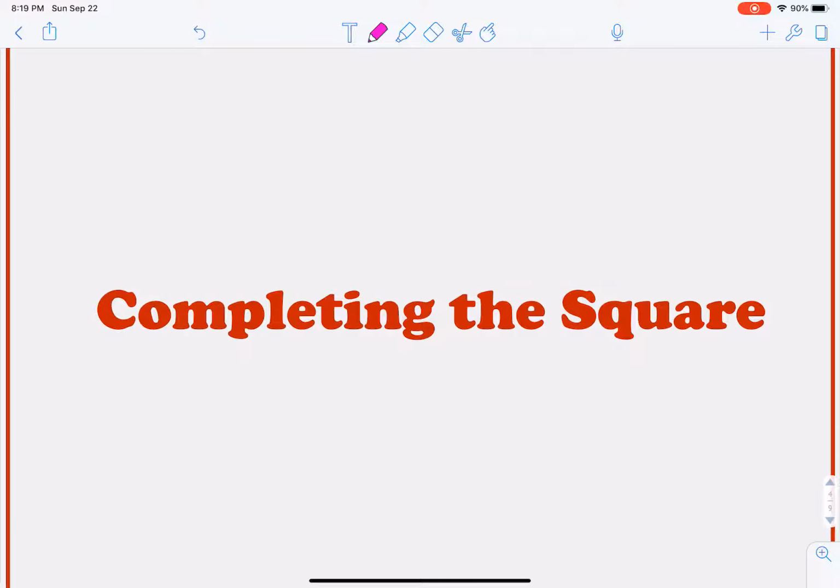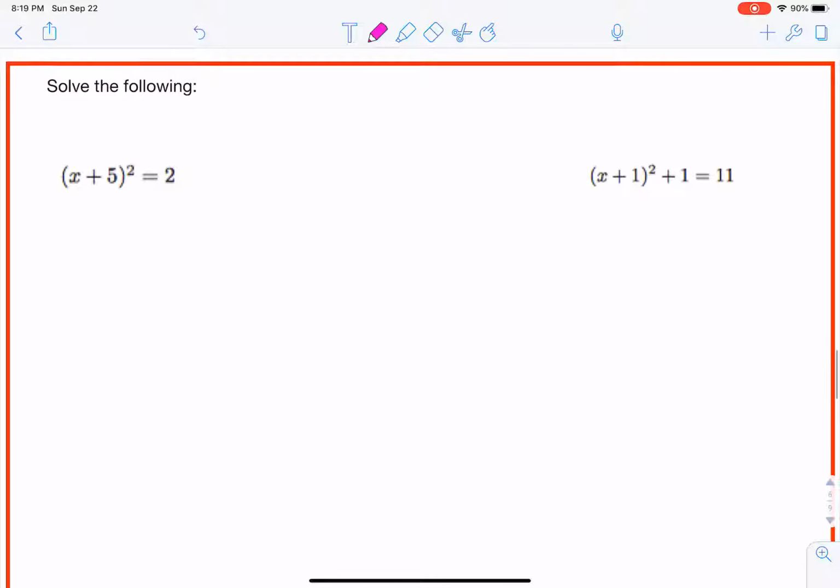All right, so let's move forward with our quadratic solving. So here are a few examples of completing the square. Before we begin, I just want to solve a few examples of completing the square with you. Whenever I'm solving, I'm isolating the variable. So the first thing that I can do is take the square root of both sides. That leaves me with x plus 5 is equal to the square root of 2. I can subtract 5 from both sides, and x is equal to plus or minus the square root of 2 minus 5.